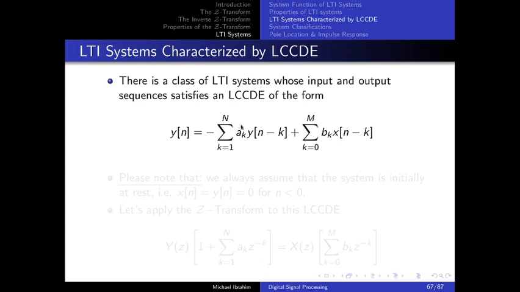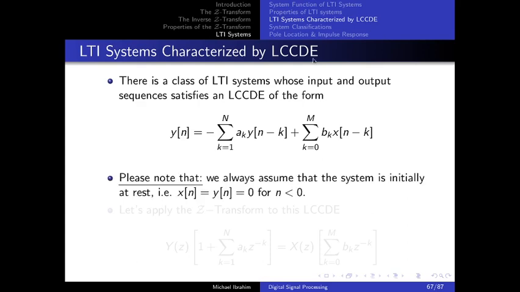It's called linear because there is no signal multiplied by another signal, no x times y or x times x, only constants a k times y and b k times x, and that's why it's called constant coefficient difference equation. And always we assume that x of n and y of n equal 0 for n less than 0, that is, the system was initially at rest. So let's apply Z transform to this equation and see how it goes.